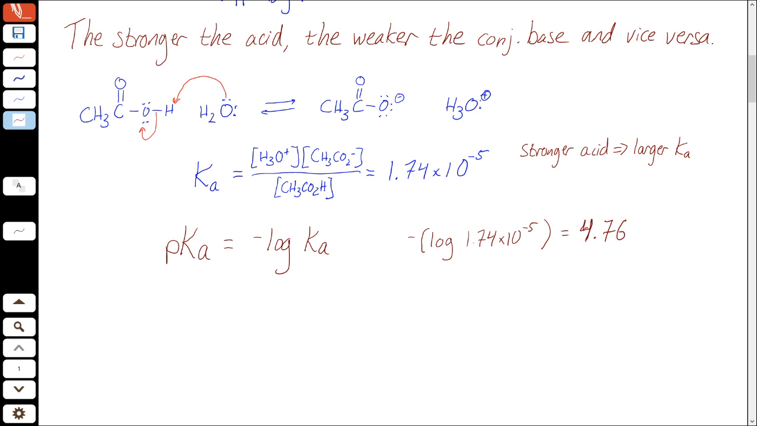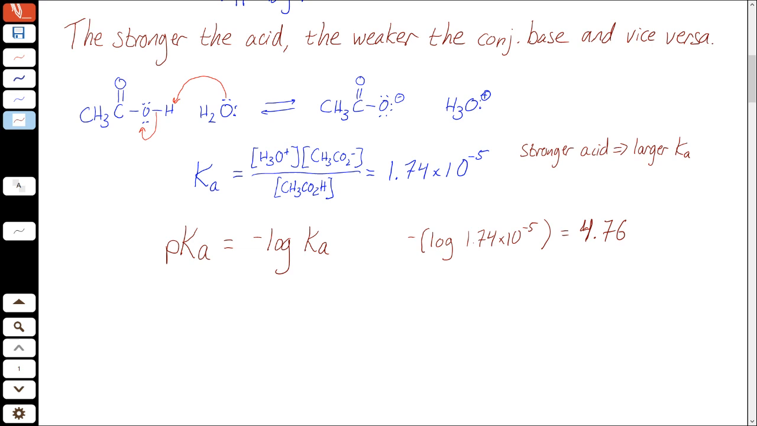If you remember from, I don't know, when did you do logs? Sixth grade, seventh grade math, something like that. If you remember back to that, logs give you the exponent. So the log of 10 to the 4th is 4. The log of 10 to the 5th is 5. The log of 10 to the minus 5 is minus 5. So these tell you the exponent, and of course you can always just put it in your calculator.